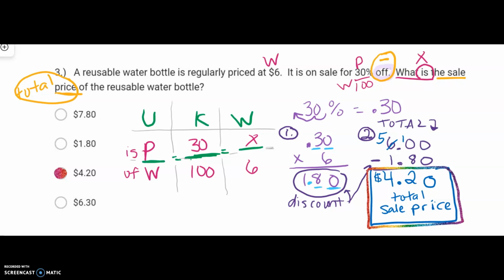And I labeled that as the discount because that's just the discount. But it wants the total price. So we have a step 2 also, which I circled 2, and I labeled it to help us find the total. Now we do the $6. We take $6 and we subtract $1.80. We subtract because it's a discount and it's a sale price, so it should be less. So $4.20 is what we get for the total sale price, $4.20.